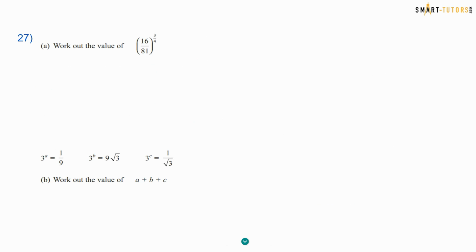Question 27. Work out the value of 16 over 81 to the power 3/4, where 3/4 is the index or power. And the B part: 3 to the power a equals 1/9, 3 to the power b equals 9 root 3, 3 to the power c equals 1 over root 3. Work out the value of a plus b plus c. Take a piece of paper and try to work it out. If you are facing this GCSE this year, you may be able to do these two questions now. Those who are watching, let's continue.